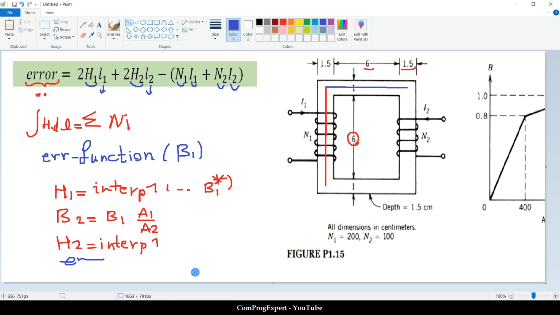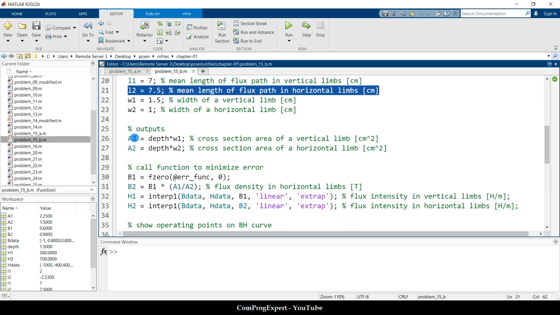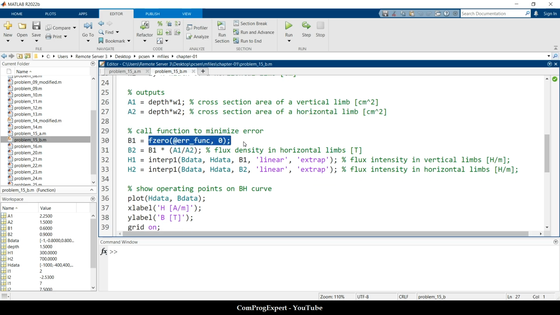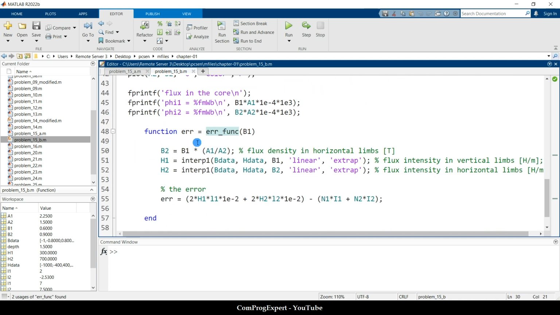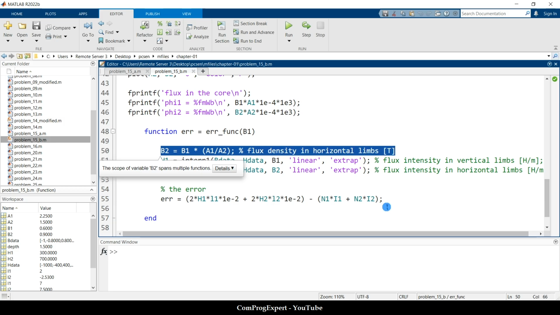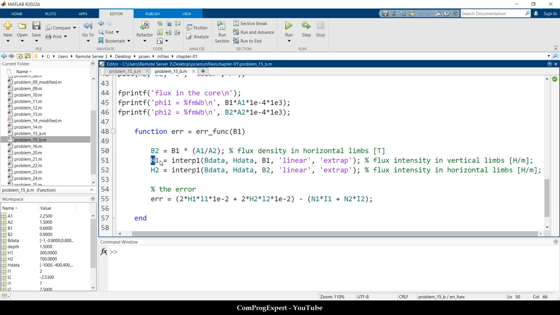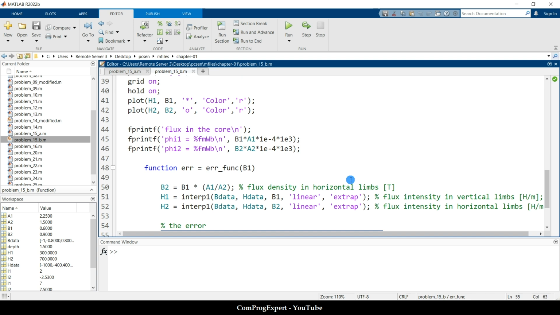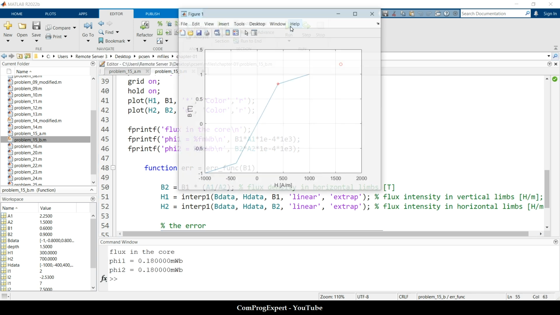So, yes, here we have these inputs. This is A1, A2, and here I use the fzero function to find the root of this error function. The variable is B1. So we calculate B2, and then we calculate H1 and H2 using one-dimensional interpolations, and this is the error. We know that when the error is 0, we have found the operating points. So let's run this code.